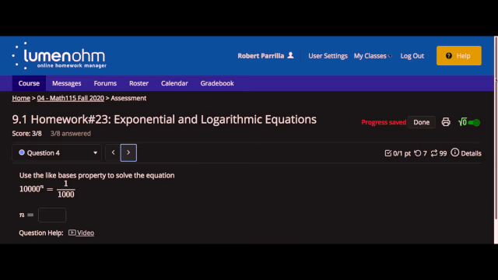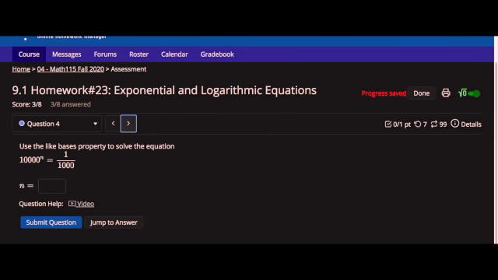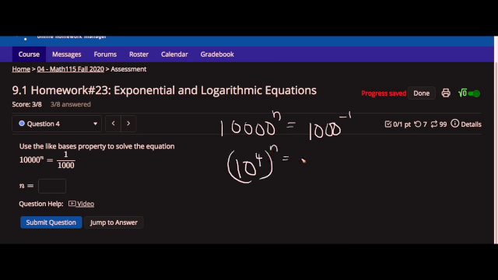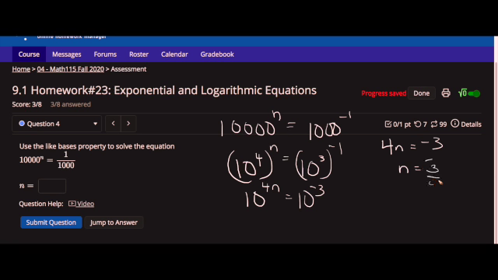For the next problem, this is again like bases, and again as before, you're definitely going to rewrite the 1 over 1000 in a non-fraction way, and that would turn that into 1000 to the negative 1 power. And now if you look at the left, it's 10,000. That's 10 to the 4th power equaling n, and 1000 is 10 to the 3rd power raised to the negative 1 power. Simplifying both sides, you're going to get 10 to the 4n is equal to 10 to the negative 3. That tells you that 4n is equal to negative 3. Divide both sides by 4, you get negative 3 over 4.